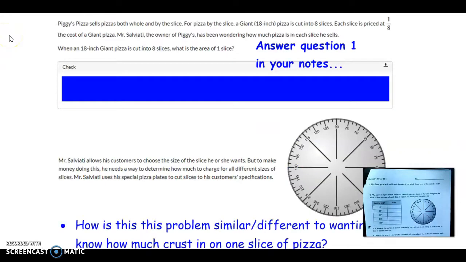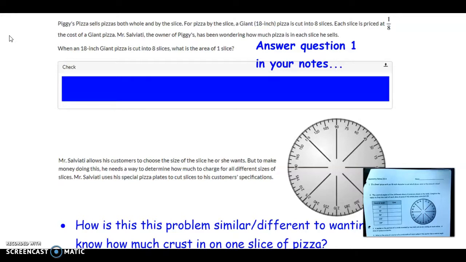So remember the pizza problem we've been looking at for a while, that we know that pizzas are sold by the slice. And so the owner is wondering how much pizza is in the slice that he sells. So that's a different question than how much crust each slice has. Now we want to know how much pizza is in a slice. So when an 18-inch giant pizza is cut into 8 slices, we're wanting to know, in other words, what is the area of one slice?